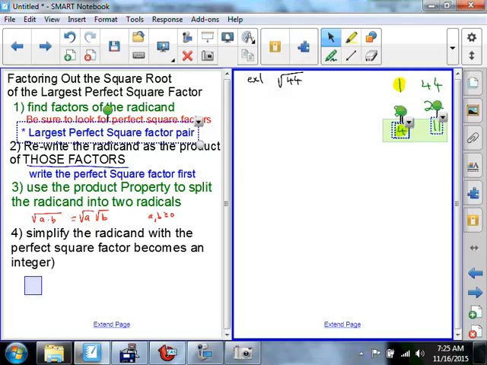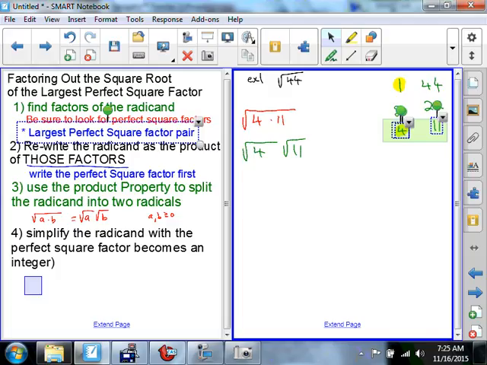Step 2 says let's rewrite the radicand as the product of those factors, 4 and 11. Step 3 says, okay, let's split that up into 2 radicals. It's going to be the square root of 4 times the square root of 11. And the last step says simplify the radicand with the perfect square factor. It's going to become an integer.